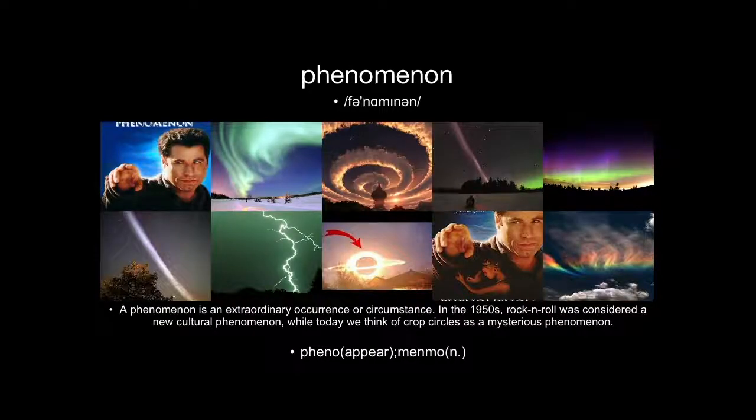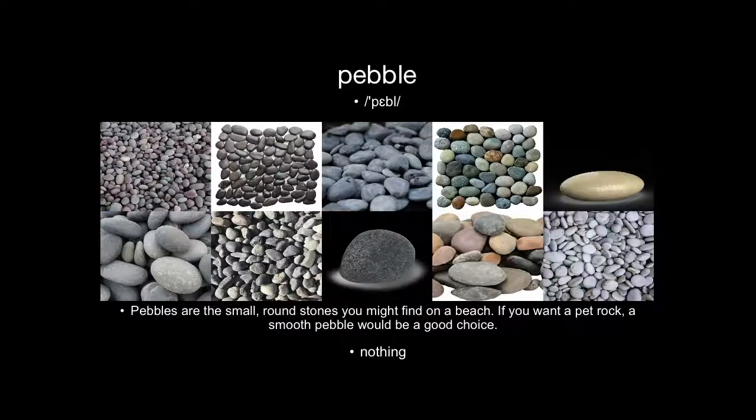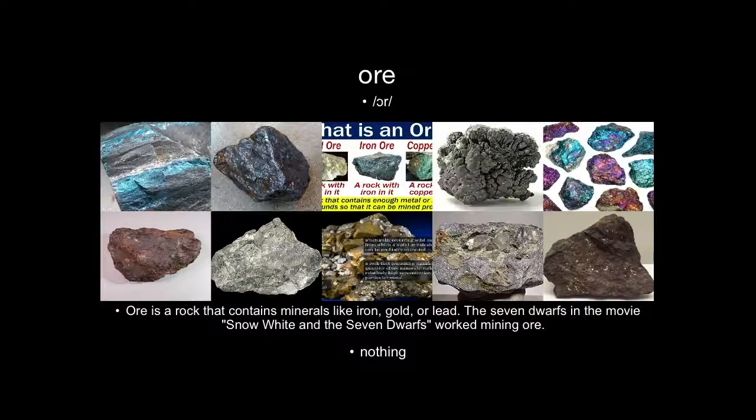Phenomenon. A phenomenon is an extraordinary occurrence or circumstance. In the 1950s, rock and roll was considered a new cultural phenomenon, while today we think of crop circles as a mysterious phenomenon. Pebble. Pebbles are the small, round stones you might find on a beach. If you want a pet rock, a smooth pebble would be a good choice. Ore is a rock that contains minerals like iron, gold, or lead. The 7 dwarfs in the movie Snow White and the 7 Dwarfs worked mining ore.